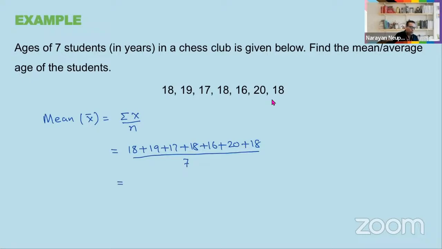Now you add all those and check. I get 126. And you divide that by 7. If you divide 126 by 7, how much will you get? 18. I was already saying the answer. So the average age of a student in that chess club is 18 years.